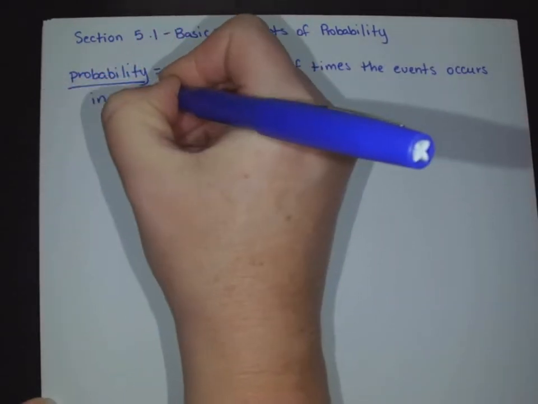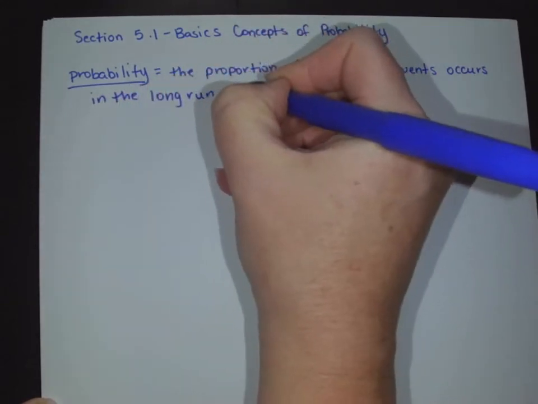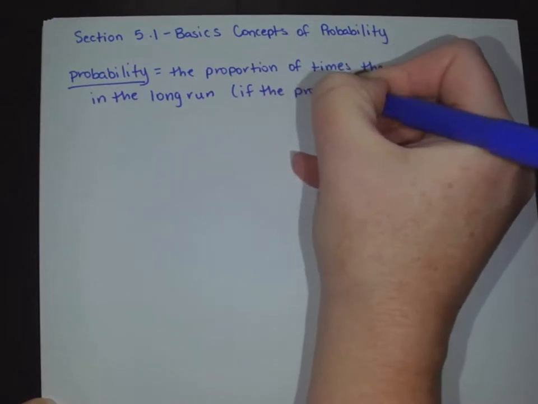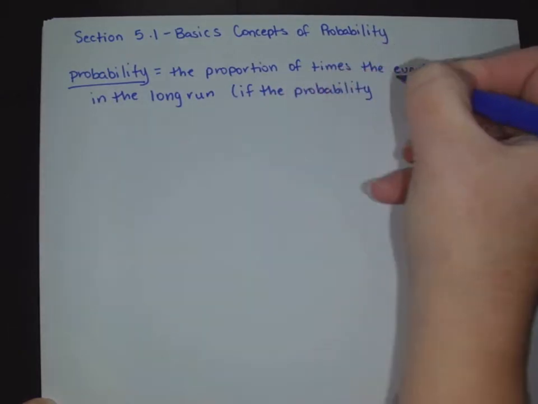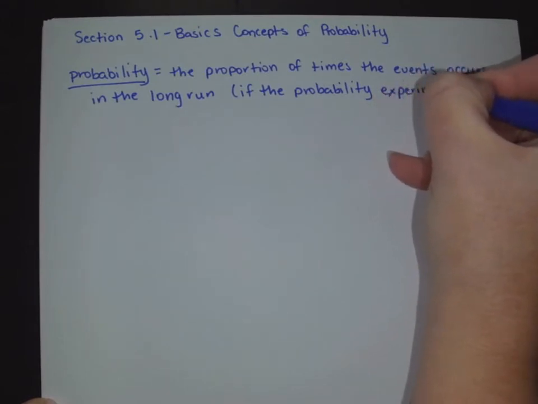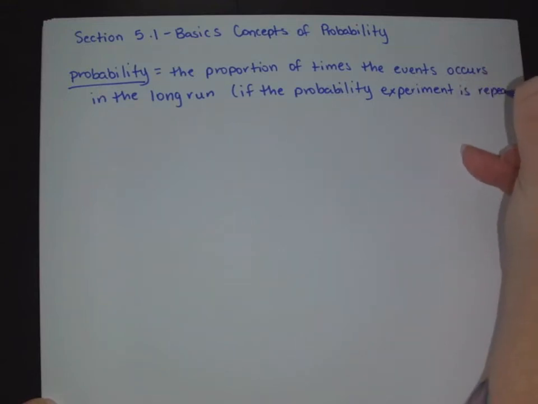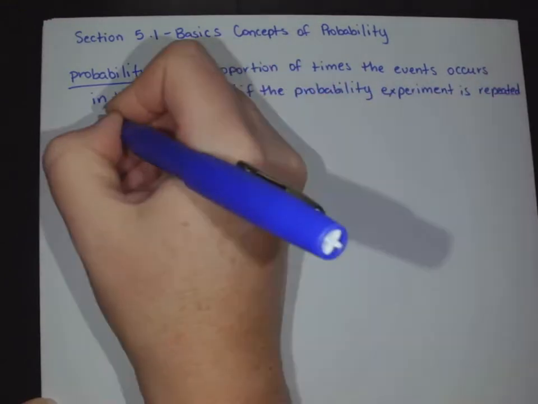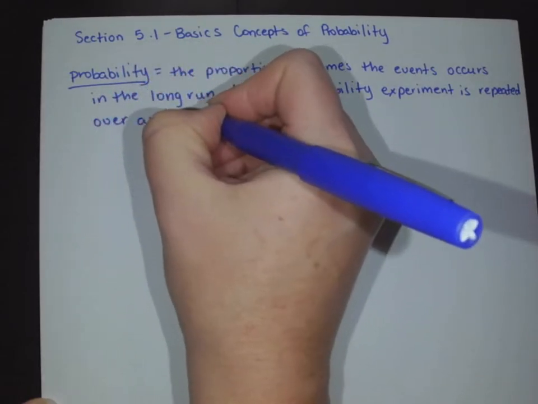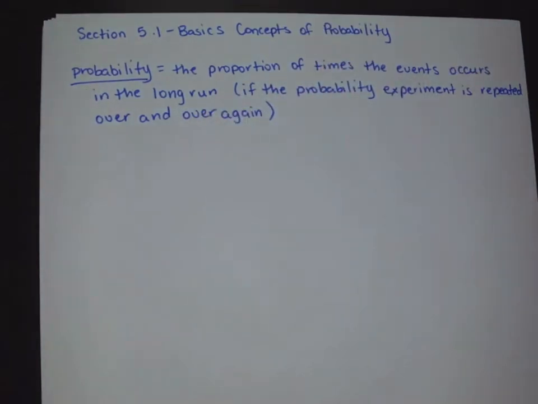We use the phrase "in the long run" a lot in probability, and it just means that we're going to assume that we're not just going to perform this experiment once. We're going to do it over and over and over. For instance, if we're going to do a coin toss, we're not just going to toss that coin one time. We're going to repeat that process a large number of times so that we can really see what results we get over the long run. That's what that means.